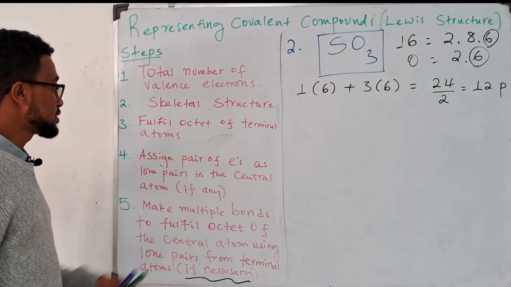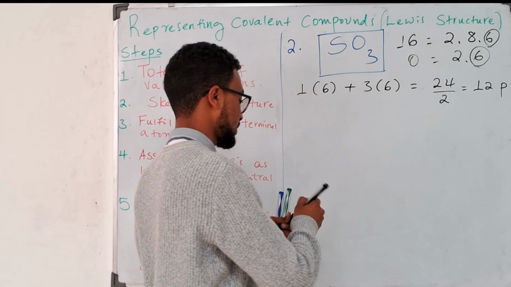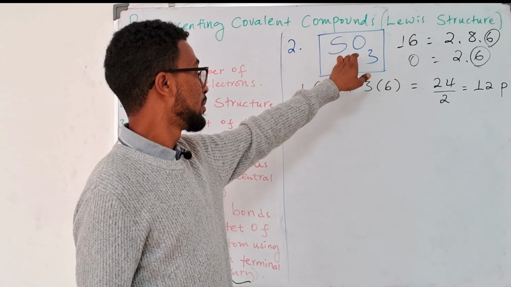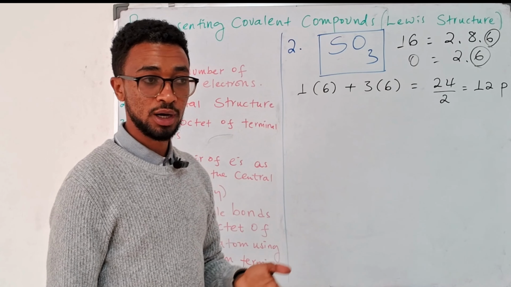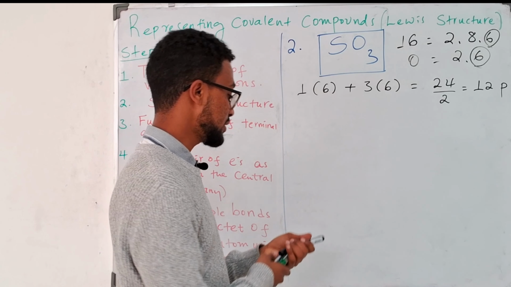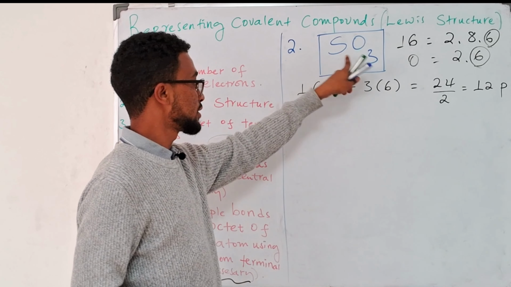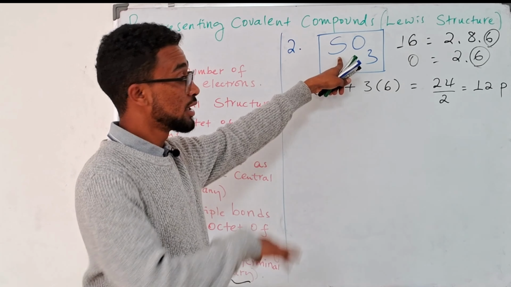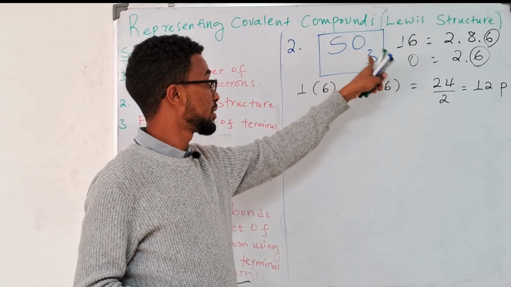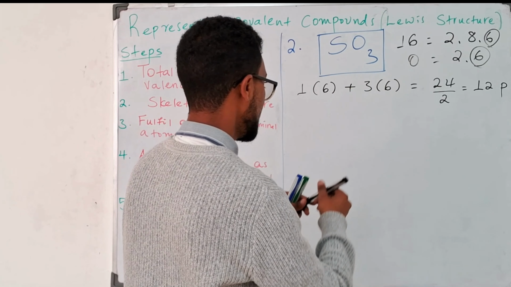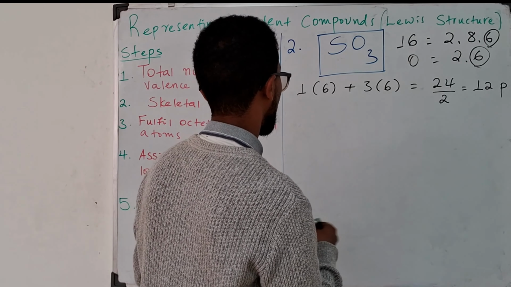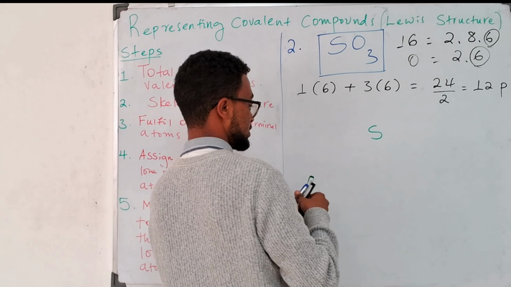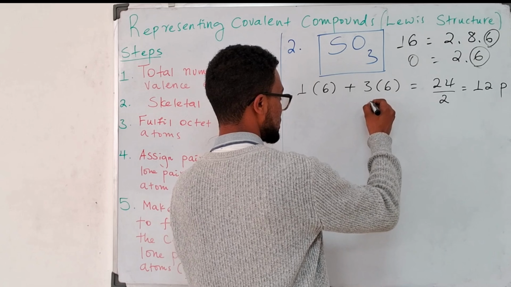The second step is to draw the skeletal structure. Now, which one is going to be my central atom? Obviously sulfur, because oxygen is much more electronegative than sulfur. Or you can also see from the number of atoms. We have 1 sulfur that cannot be a terminal atom, compared with 3 oxygen atoms. So let's do the Lewis structure now. We have sulfur in the center, and we have 3 oxygens surrounding sulfur.